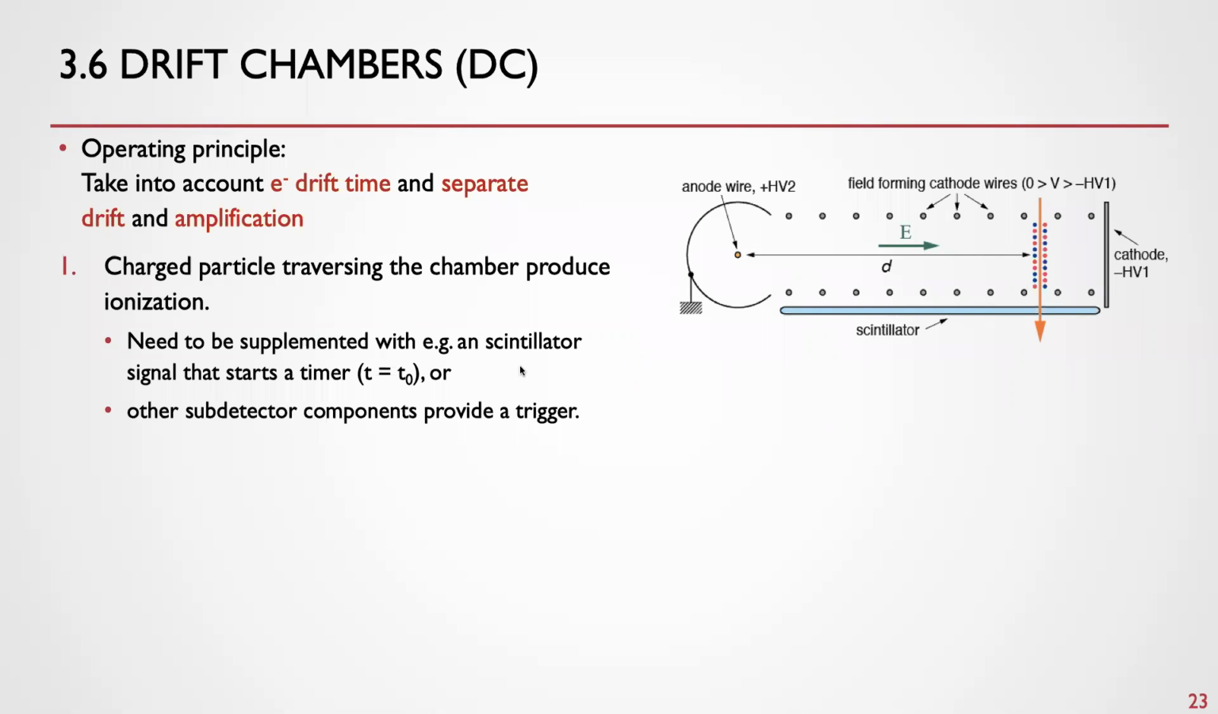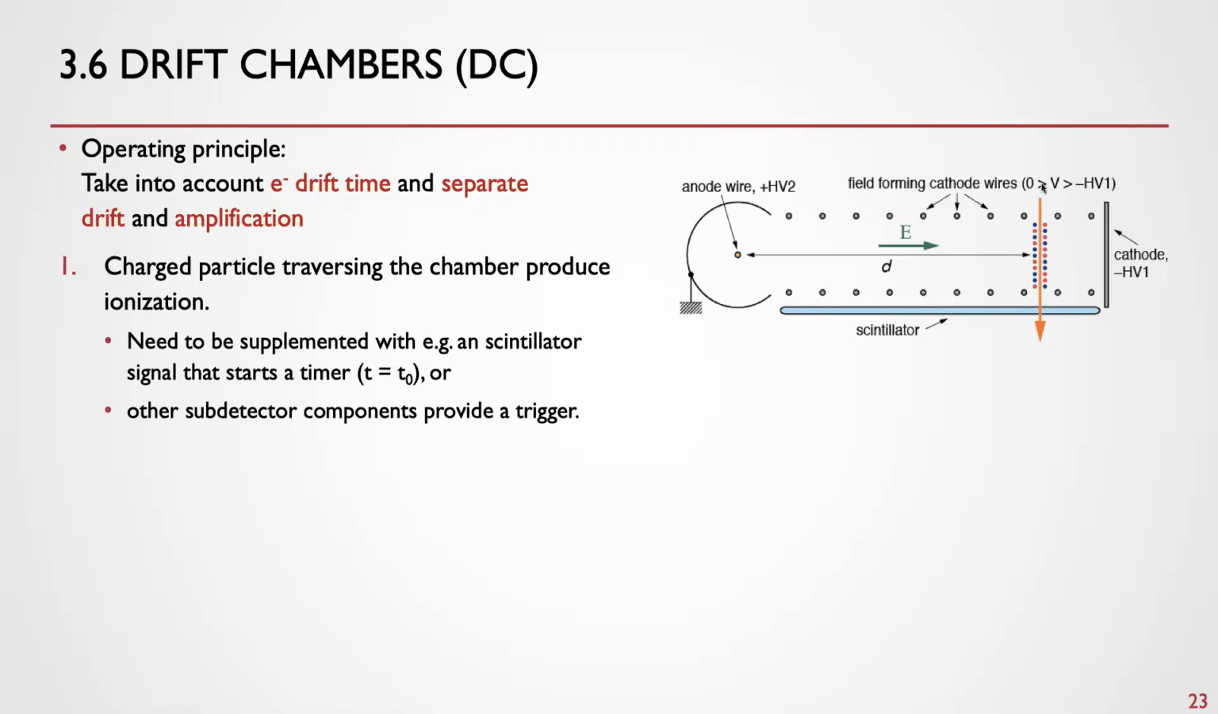Okay, so we continue our discussion on gaseous detectors, and now we talk about drift chambers. The basic principle of drift chambers is that we let the electron drift through the detector, and we separate the drift and the amplification volume. So let's look at the sketch to the right.